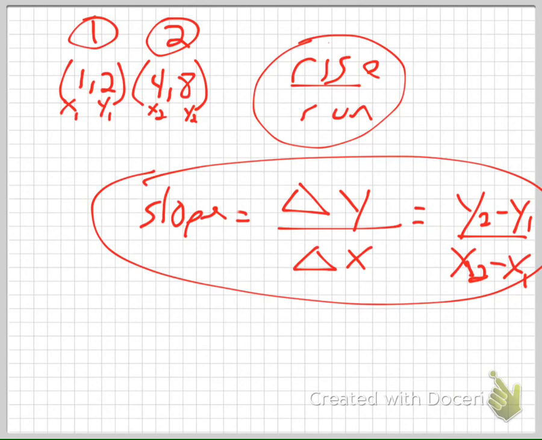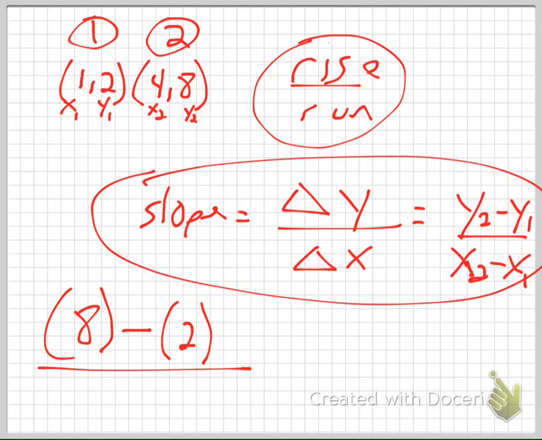So I'm going to do y2. What's y2 again, Gigi? 8. So I'm going to go 8 in parentheses. Notice there's a minus there. The slope formula says y2 minus y1. What's y1? 2. Over, it says x2 minus x1. What's x2? 4 in parentheses. Minus, what's x1?